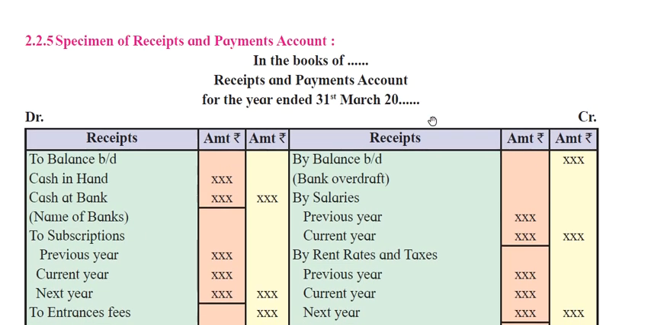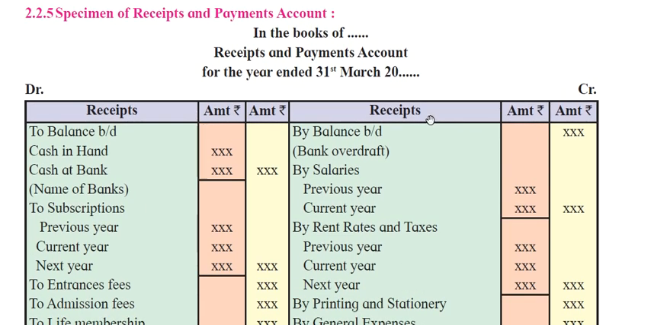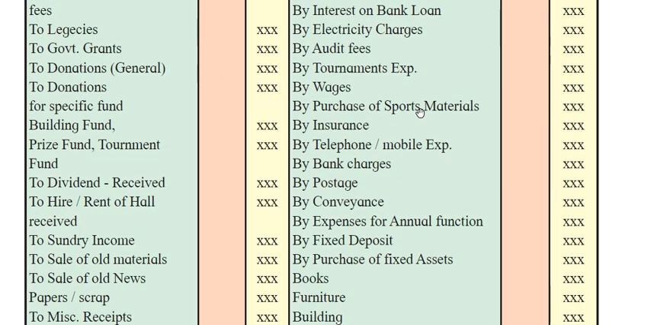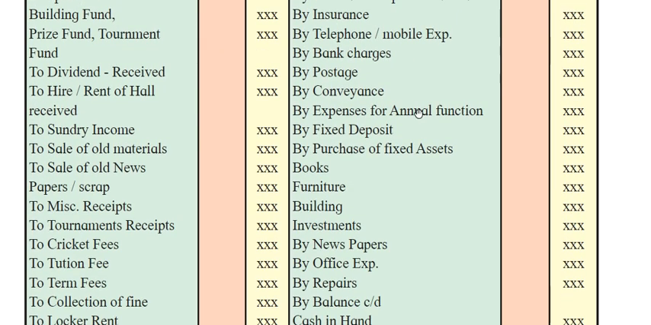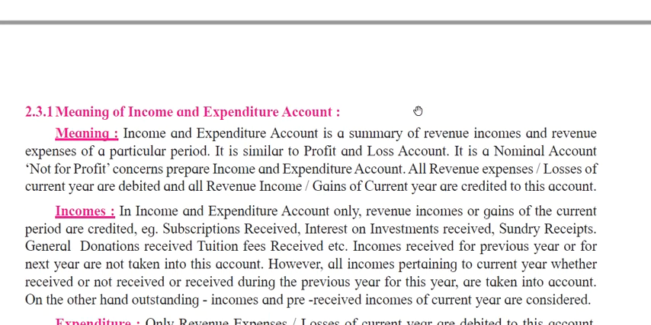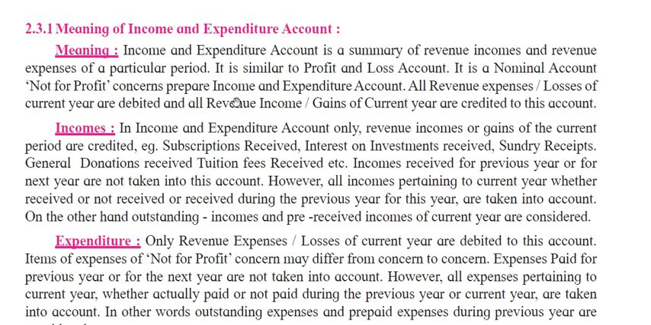So till now we studied the specimen of a receipts and payments account. These are the entries that come under the receipts and payments account. Next we'll see the meaning of income and expenditure account. The income and expenditure account is a summary of revenue incomes and revenue expenses of a particular period.